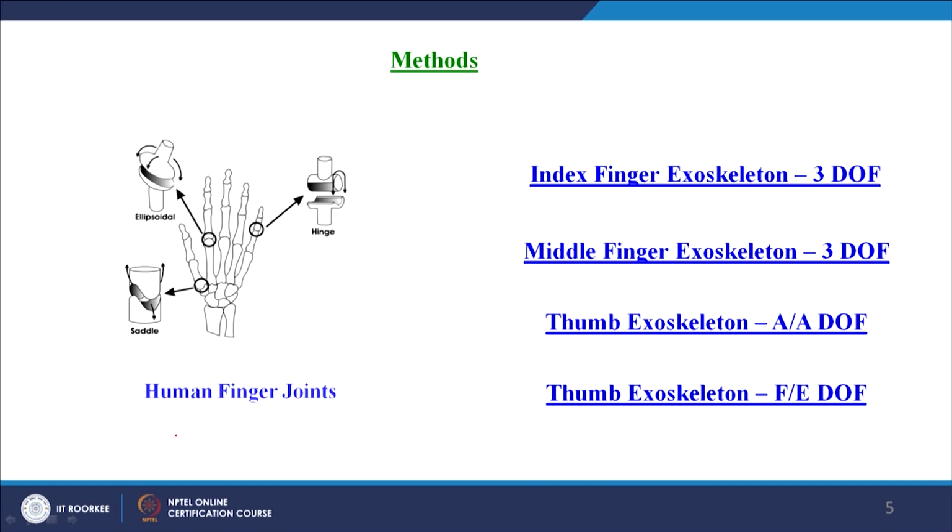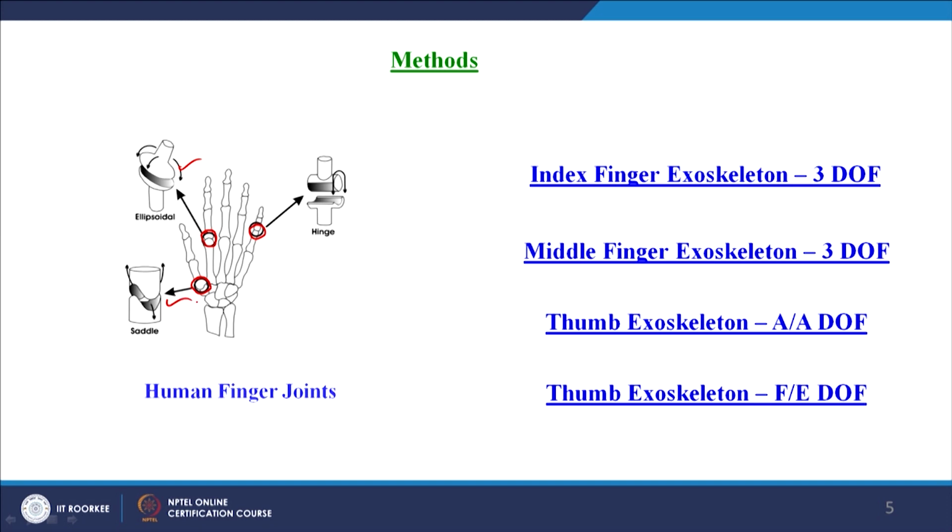Coming to the methods, human joints are modeled in such a way that in general the PIP joint of the 4 digits is a hinge, that is a revolute joint, and the MCP joint of the 5 digits is of ellipsoidal form, which is shown here. The thumb's joint, that is the CMC joint, the carpometacarpal joint, is of this shape, which is the saddle shape.